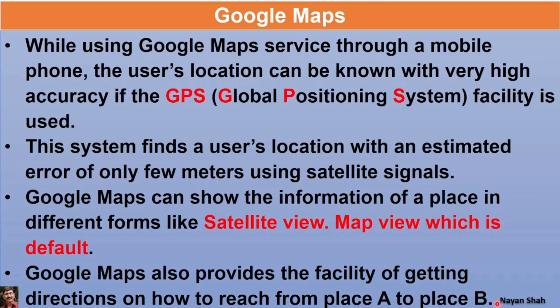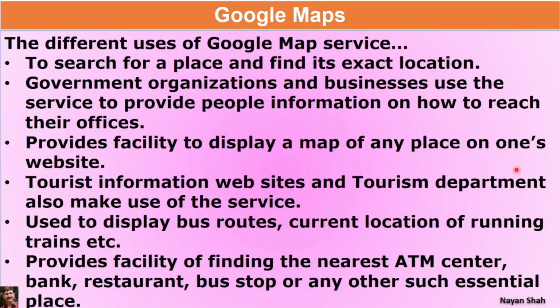Using Google Map, you can find a particular location and you can travel easily from one location to another unknown location. The different uses of Google Map services. There are many uses. Some of the uses are exactly shown here in the textbook. To search for a place and find its exact location. Most of the time we are using Google Map for this purpose.